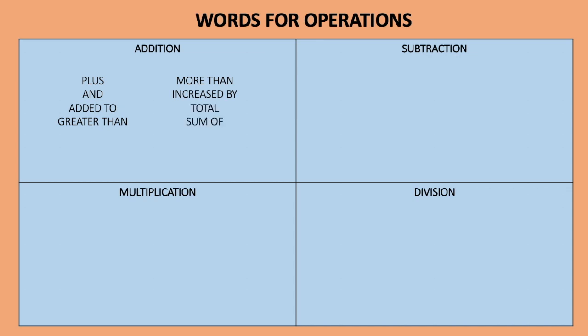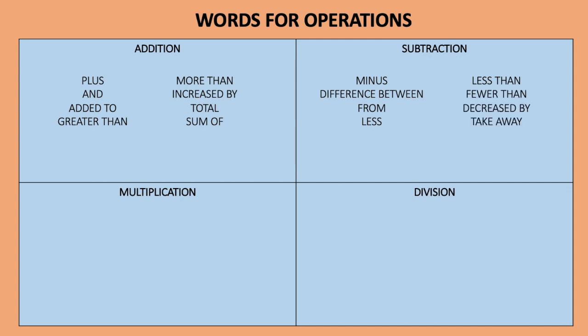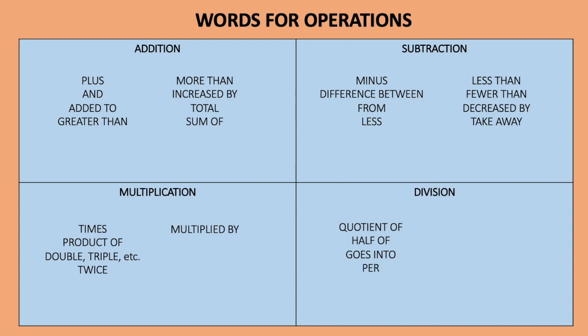For subtraction, some of the words are minus, difference between, from, less, less than, fewer than, decreased by, take away. For multiplication, some of the words are times, product of, double, triple, etc., twice, and multiplied by. For division, some of the words are quotient of, half of, goes into, per, share equally, and divided by.